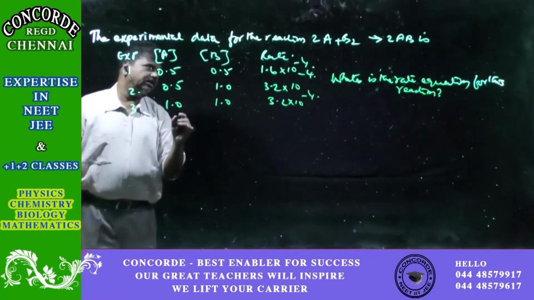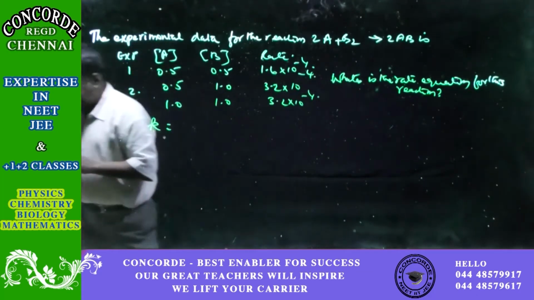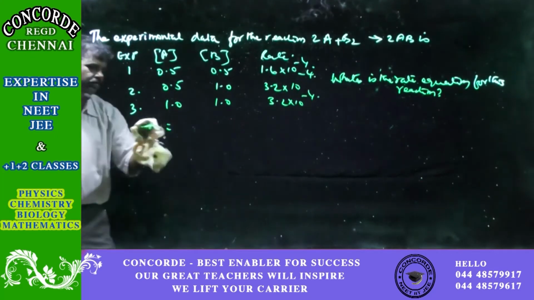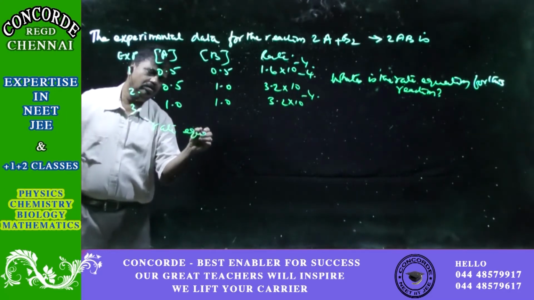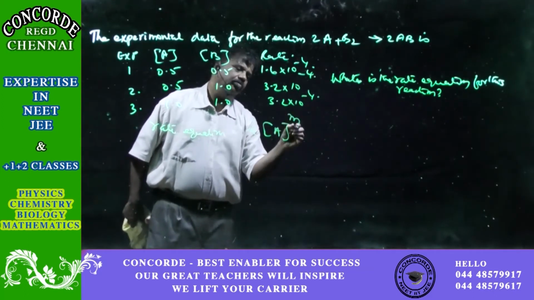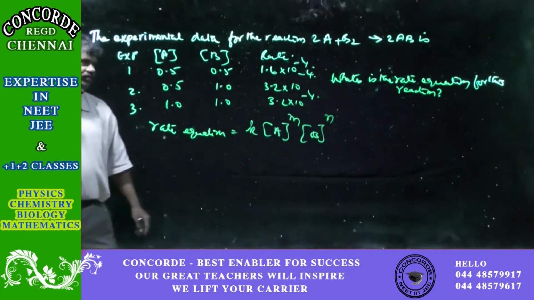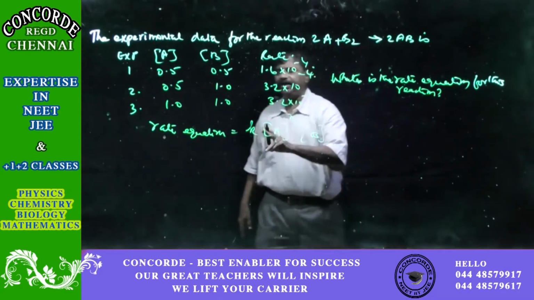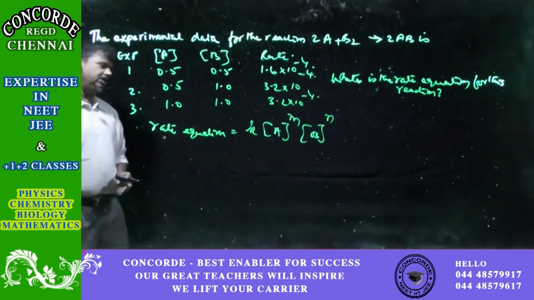So what may be the rate equation? The rate equation is equal to rate constant K into A power m and B power n. Okay. So, concentration of A to the power m and concentration of B to the power n. And we should find out what m and n are. If we find out m and n, we can write the correct rate equation.